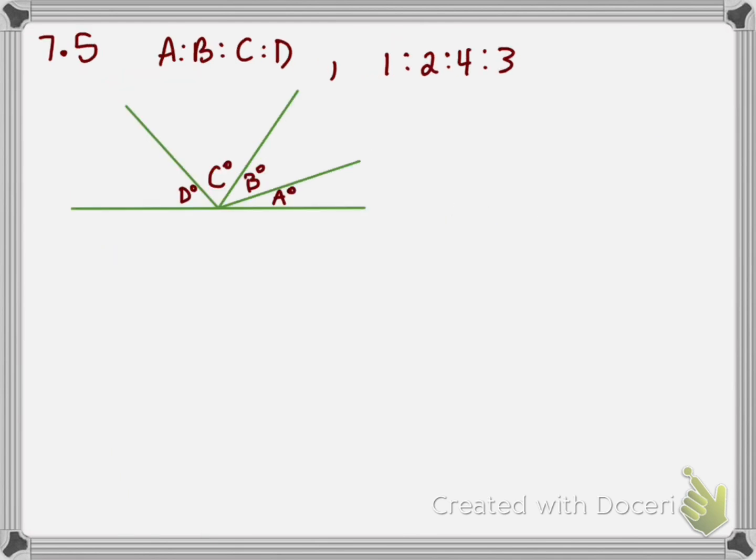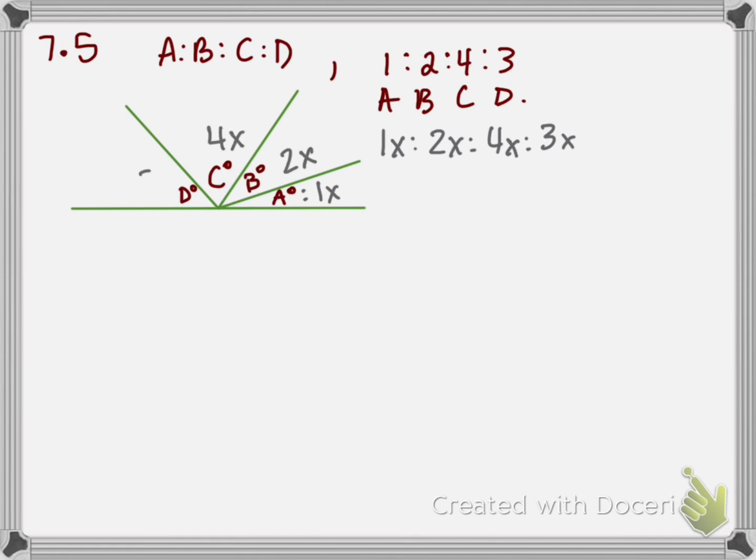In this exercise 7.5, they tell us that the ratio of the angles A to B to C to D is 1 to 2 to 4 to 3. Now what we have to know is that it goes in the order. So this is A, B, C, and D. So what we need to do in this case is something very simple, and it's just put an x with each of the ratios or the numbers here. And those are going to represent the parts that each one of these angles represent from the total. So notice that all of them together equal 180 because that's a straight angle.